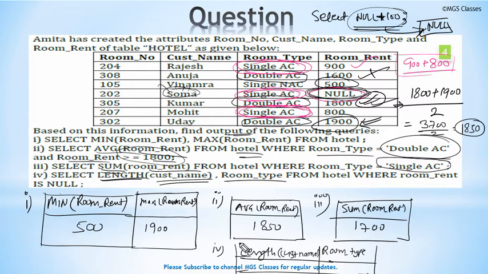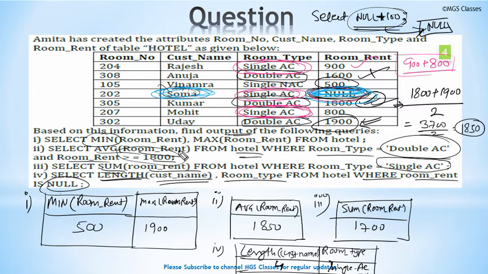And then you need to calculate this for those rooms whose room rent is null only. We are interested only in the row which has the room rent value as null. So here only one value is null, and for that value we need to calculate the length of this name, Soma. Soma has 4 characters, so its output will be 4, and room type will be single AC. Okay, so that way you can answer this question very easily. I hope you got my point.